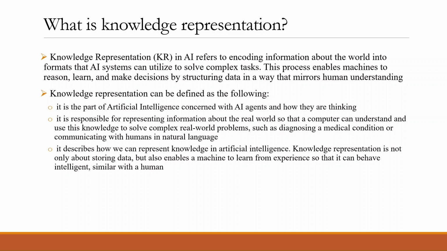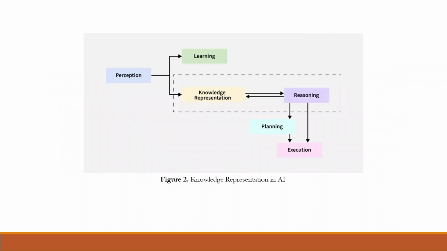Or it describes how we can represent knowledge in artificial intelligence. The knowledge representation is not only about storing data, but also enables a machine to learn from experience so that it can behave intelligently, similar to a human. Here we have the knowledge representation in artificial intelligence.